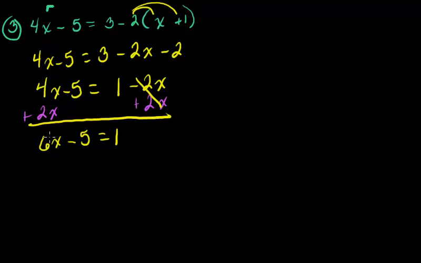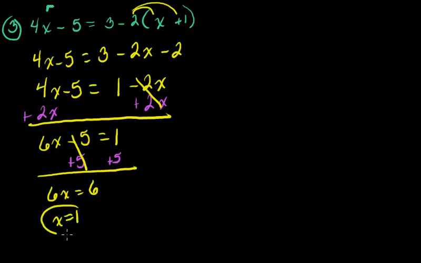So now we are at a two-step problem. So we're just going to add 5 to both sides. And doing so, we'll cancel this out. And we're going to get 6x equals 6. And our answer is x equals 1.